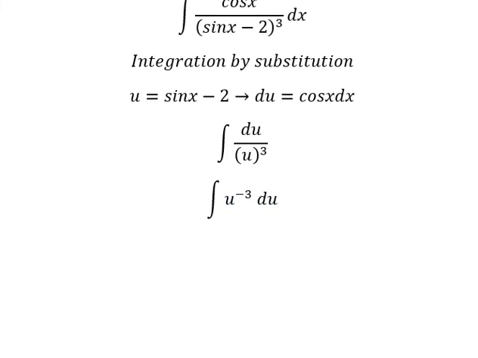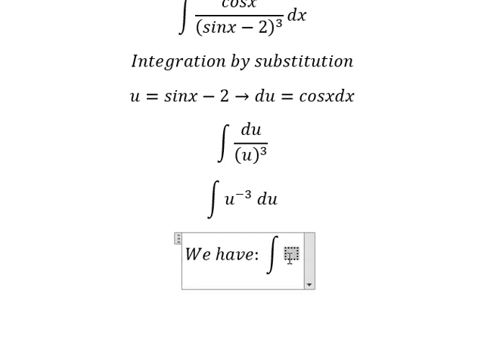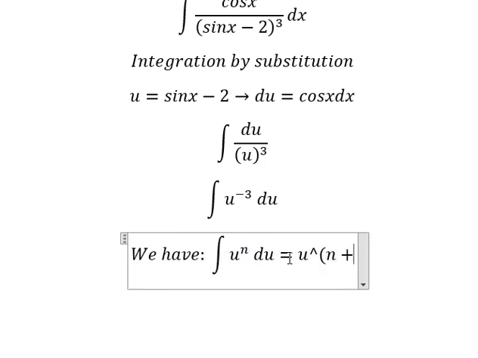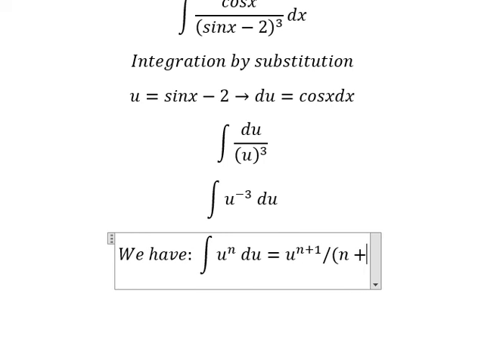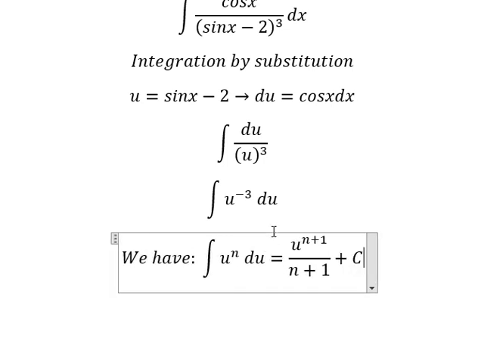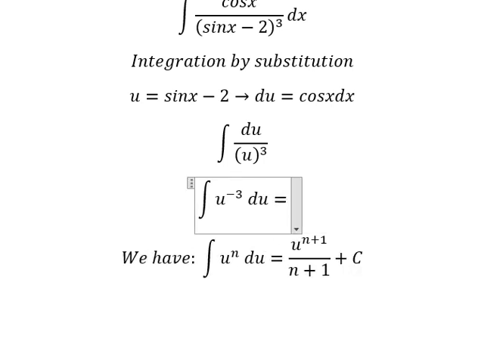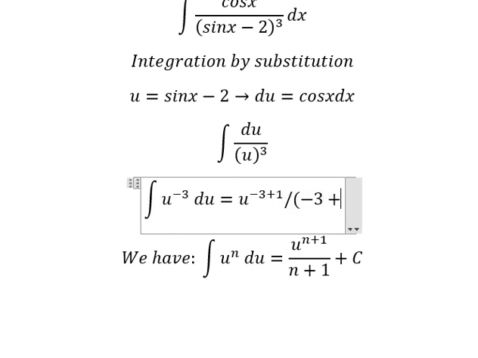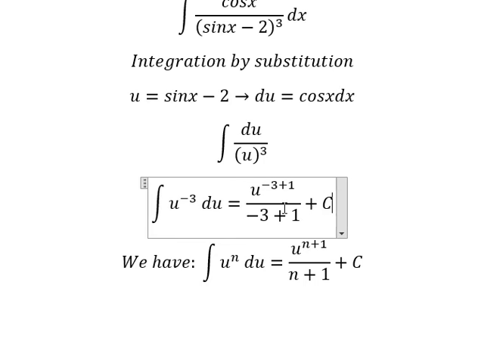And now we have the formula in here. The integration of u to the power of n du is u to the power of n plus 1 over n plus 1, and I will put plus c. About this one we have u to the power of negative 3 plus 1 over negative 3 plus 1, and I will put plus c.